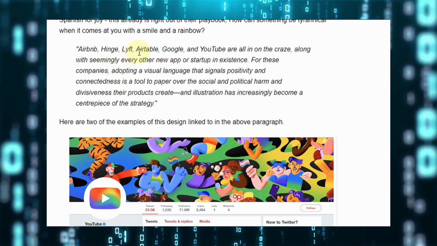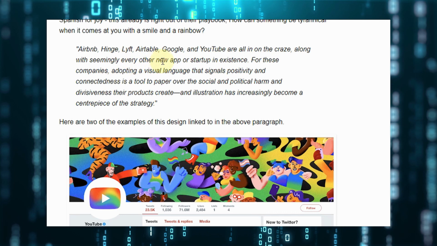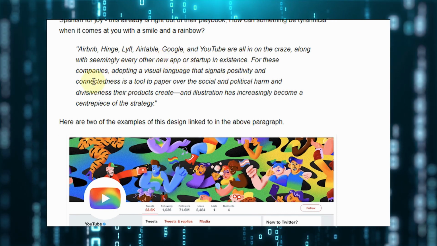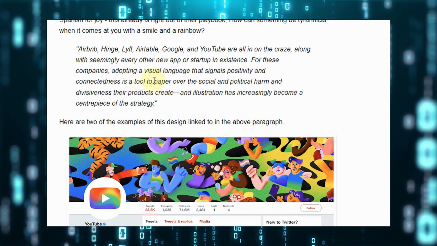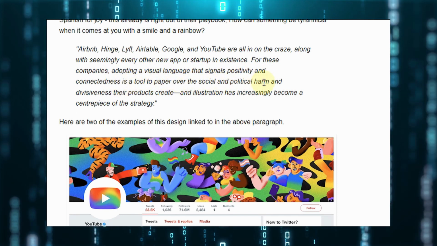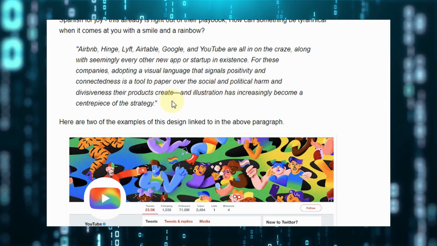Airbnb, Hinge, Lyft, Airtable, Google, and YouTube are all in on the craze, along with seemingly every other new app and startup in existence. For these companies, adopting a visual language that signals positivity and connectedness is a tool to paper over the social and political harm and divisiveness their products create. And illustration has increasingly become a centerpiece of the strategy.